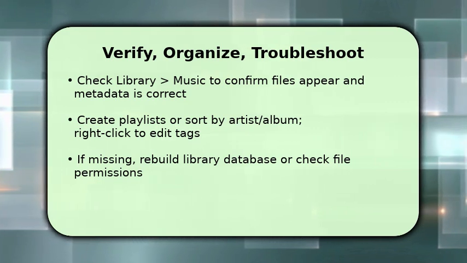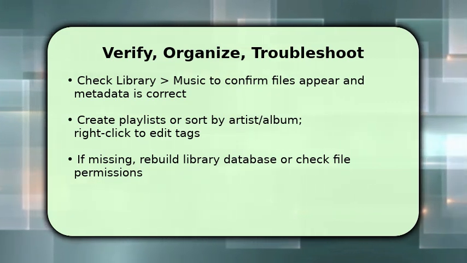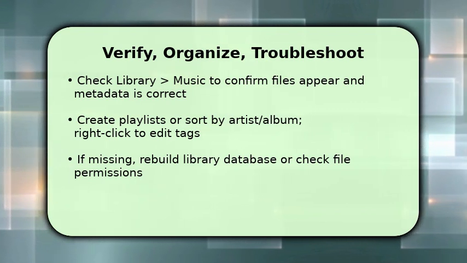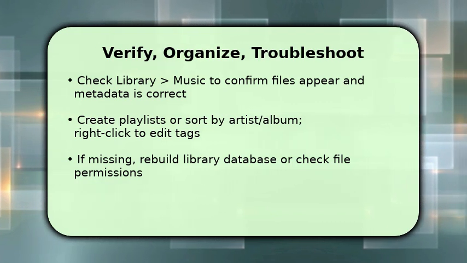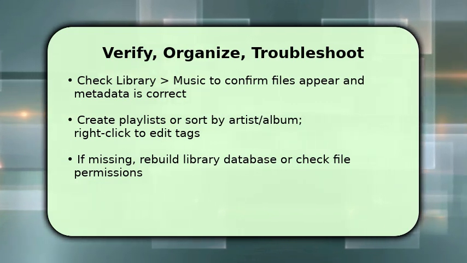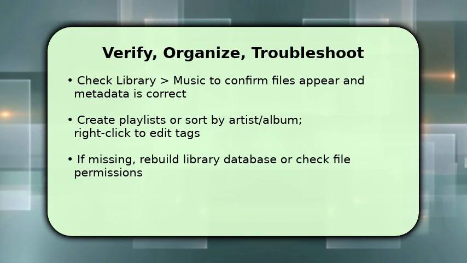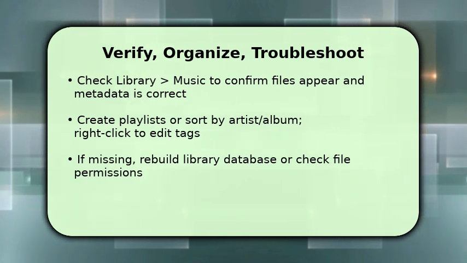If tracks are missing, rebuild the Windows Media Player library database or remove and re-add monitored folders to force reindexing. If network files fail, check sharing permissions and connectivity. That single troubleshooting step solves most sync problems quickly.